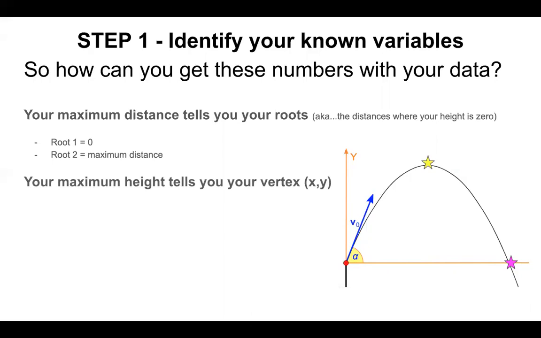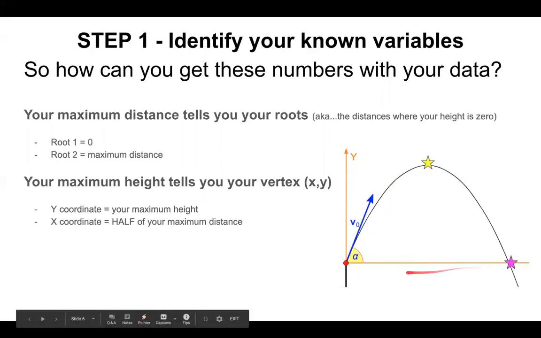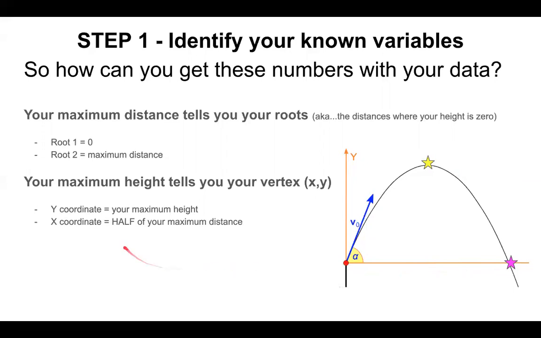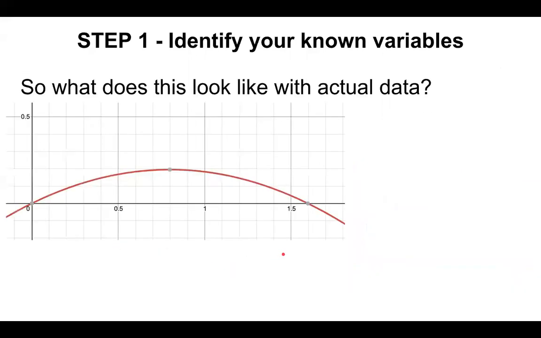Your maximum height tells you your vertex. Now your vertex is going to have an x-coordinate and a y-coordinate. Your y-coordinate is your maximum height. You can see our vertex is this yellow star. And the x-coordinate is going to be half of your maximum distance. So whatever distance you have for root 2, you're just going to cut that in half, and that will turn into your x-coordinate. So what will this look like with your actual data?